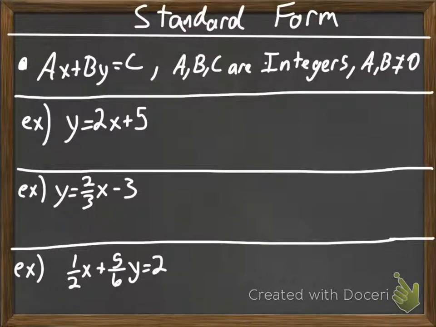So, at the top here, standard form is ax plus by equals c, where a, b, and c are all integers, meaning integers are all the negatives, 0, and all the positive numbers. So none of our numbers can be fractions. So if we want to put it in standard form and there's a fraction, we have to get rid of it. And the last stipulation is that a and b cannot equal 0. So c is the only number that can be 0.